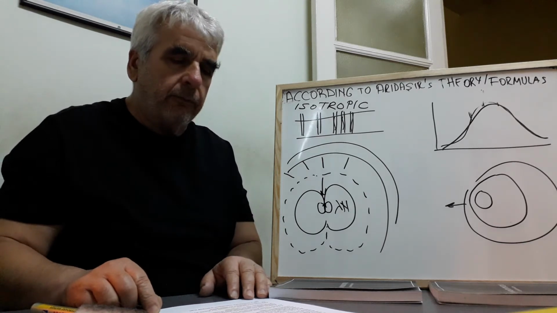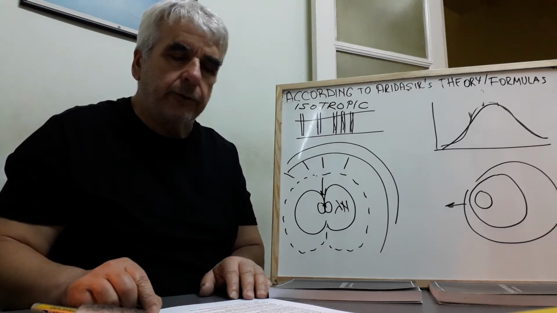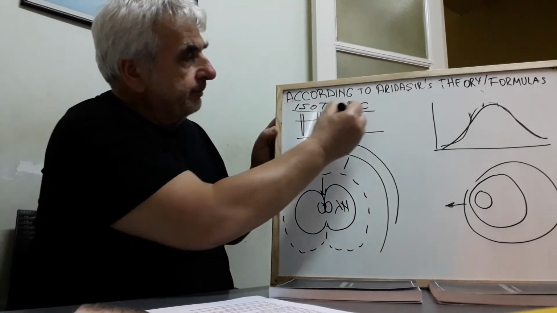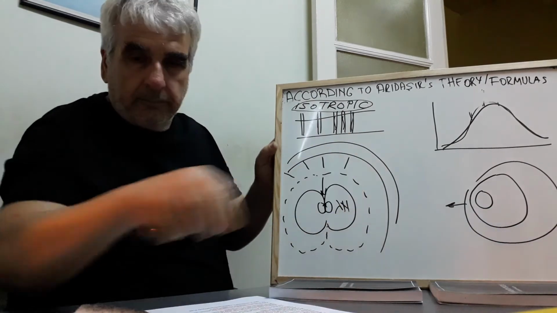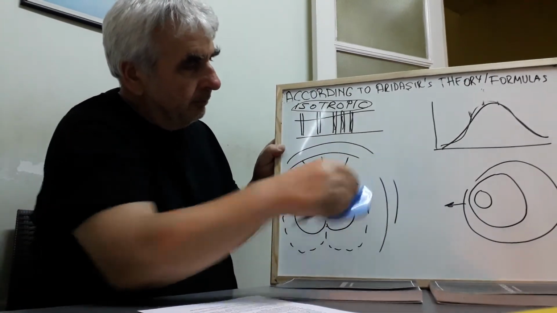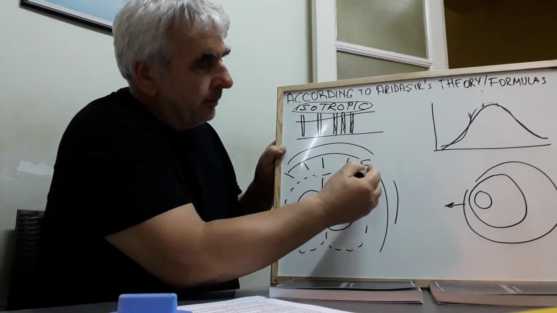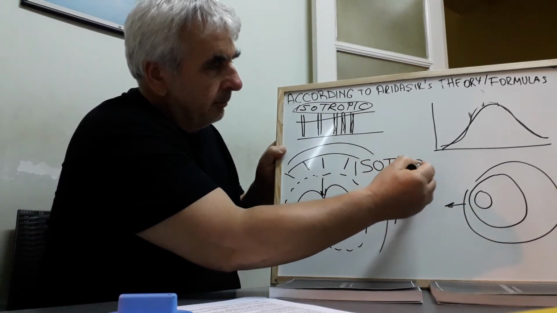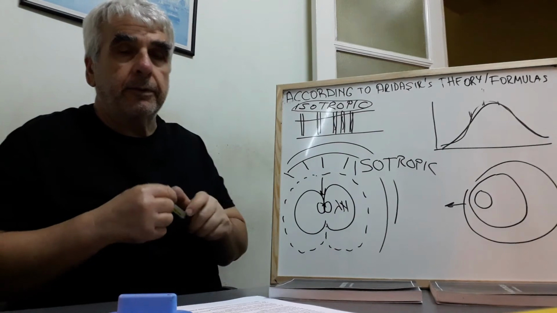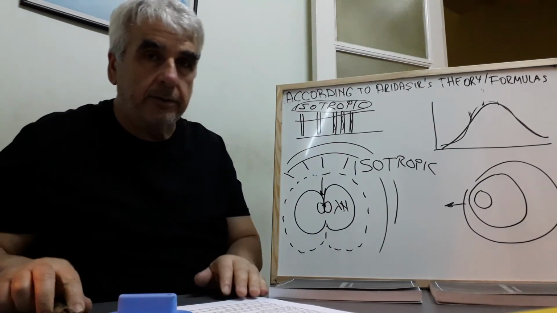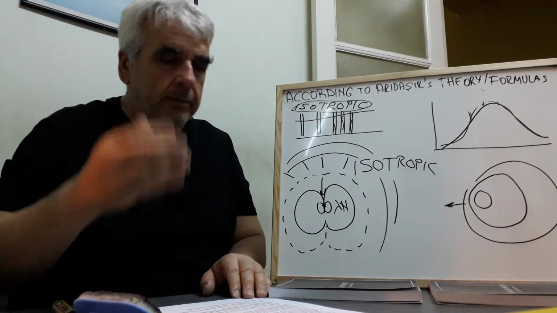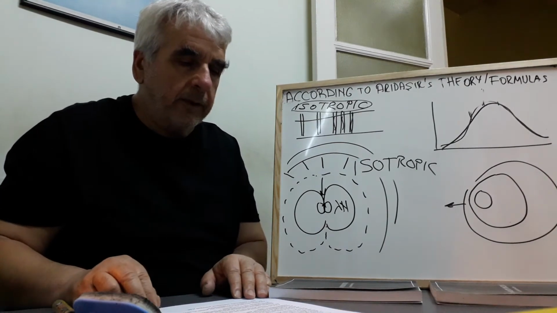Moreover, we know that characteristic line photons are isotropic, independent of direction, source direction, or light direction.